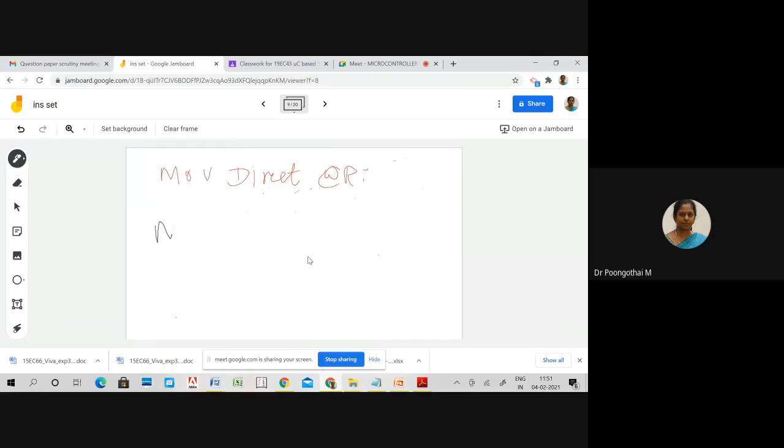So MOV 40. This is your internal RAM address. I am using R0. So what is the meaning of this one? What is the size of your pointer here? Roll number 10. What is the size of the pointer? I have mentioned it here.